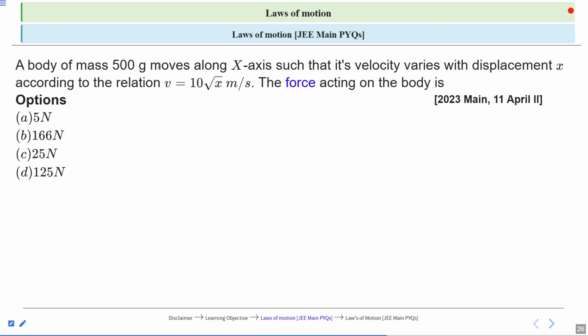A body of mass 500 gram moves along the x-axis such that its velocity varies with displacement x according to the relation v is equal to 10 into root x meter per second. The force acting on the body is what? So in this question, you have to find out the force acting on the body. The given options are: option A 5 Newton, option B 166 Newton, option C 25 Newton, option D 125 Newton. And this question came in JEE Main 2020. Please solve this question.